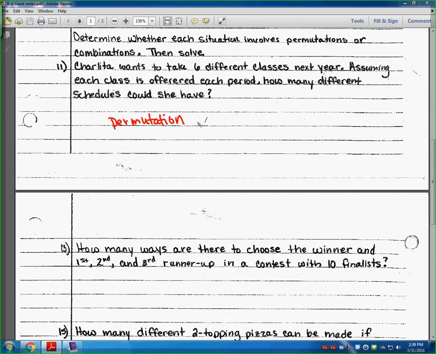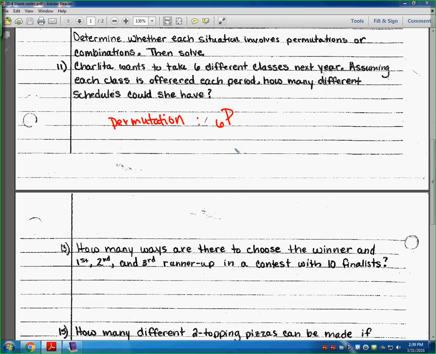Sometimes it's easy to tell whether it's permutation or combination, and sometimes it's tricky. Whenever I ask you on a test or a quiz, it'll be very clear which option to choose. Okay, so how many things are we choosing from? She has 6 classes to pick from, right? So we're taking 6 things.